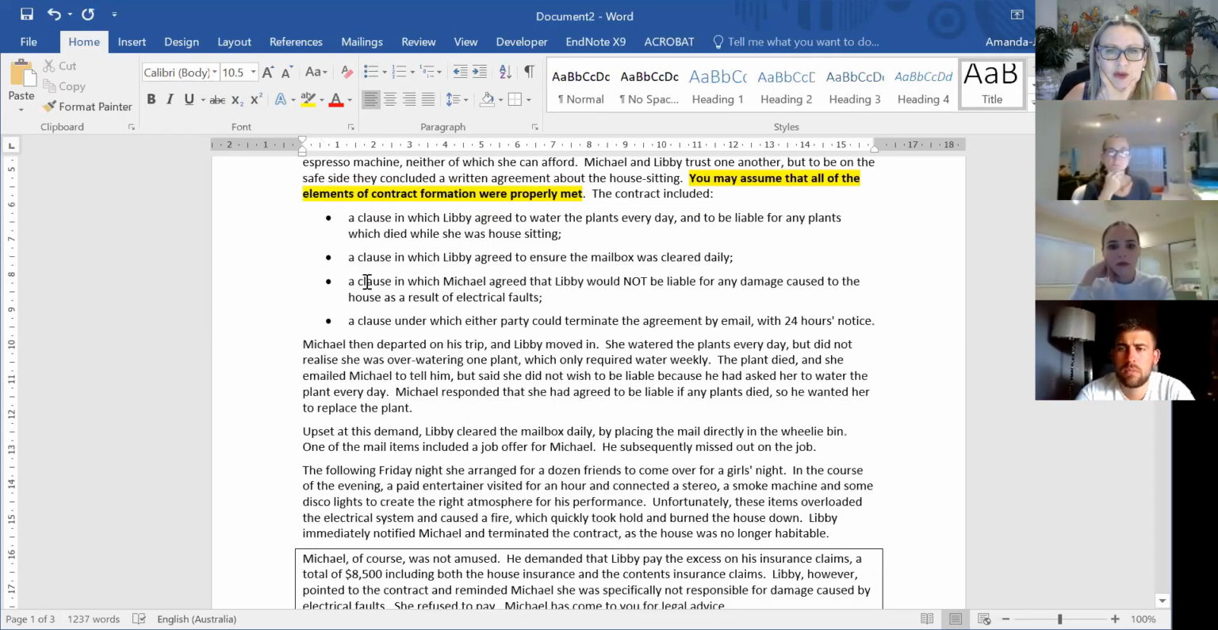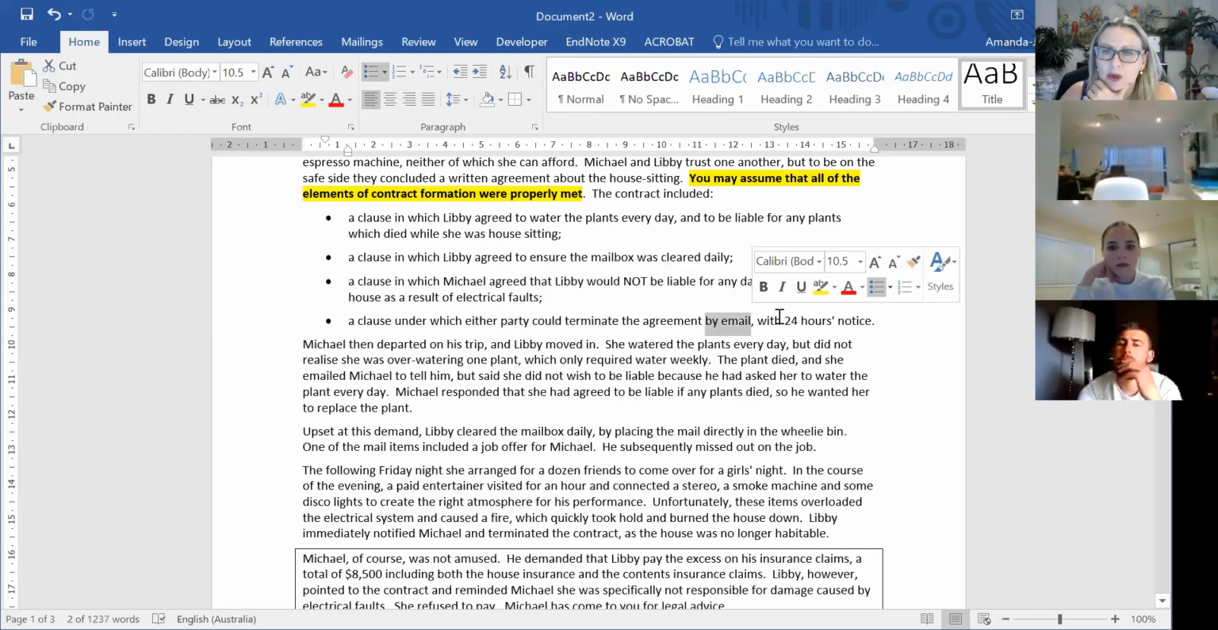Okay, so we have this clause where she agrees to water the plants every day and to be liable for any plants that die while she's house sitting. Also, she agrees to ensure the mailbox is cleared daily. Also, and I'm assuming that she's put this in, because it says Michael agreed, a clause in which Michael agreed that Libby would not be liable for any damage caused to the house because of electrical faults. And there was another clause under which either party could terminate by email with 24 hours notice. Okay, they are the salient contract terms.